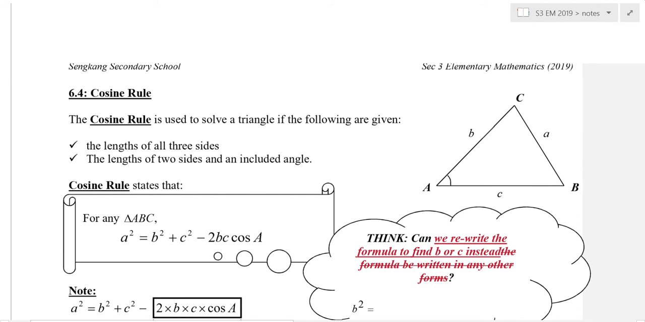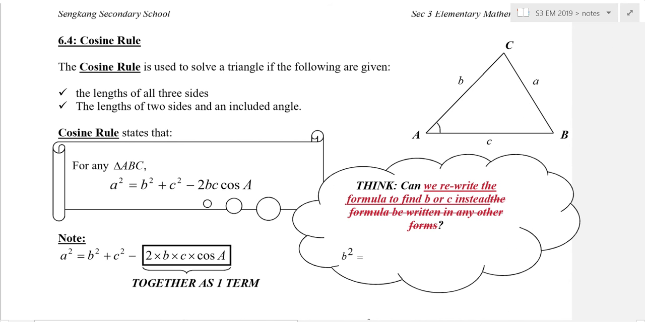Now, first, let's talk about the cosine rule. We learn what the cosine rule is first, then after that, we learn when to use it. Okay, when to use it. Now let's start. The cosine rule is given by this formula.